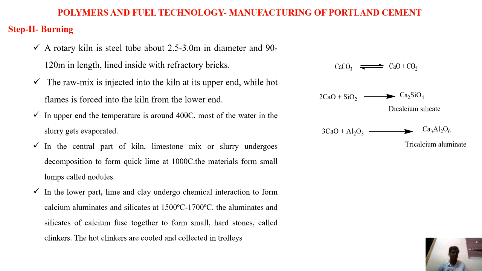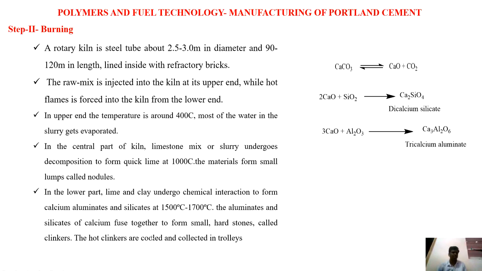After that, the slurry is allowed to pass through the center part. The temperature becomes 1000 degrees centigrade, so that the slurry is decomposed to quicklime. After that, it is allowed to pass through the lower part, where the temperature becomes 1500 to 1700 degrees centigrade. Here the chemical reaction takes place. Aluminates and silicates of the calcium materials are fused together, and they form hard stones, which are called clinkers.